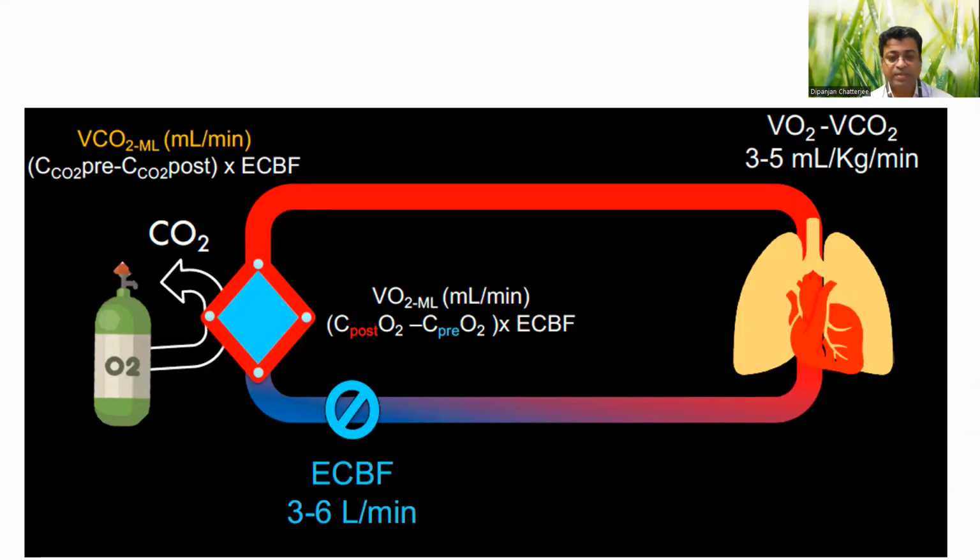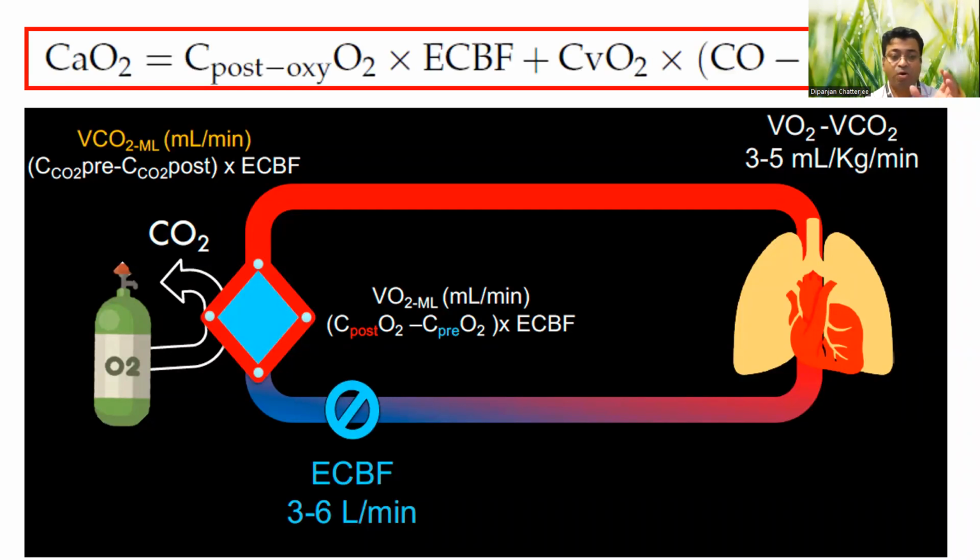So the oxygen content in our systemic blood will be dependent both on the oxygenation that is occurring across the membrane in the ECMO circuit, as well as the oxygenation that is occurring when the blood is passing through the lungs. If the lungs are not functioning properly, then that fraction is reduced, and oxygenation is dependent solely on the membrane lung.